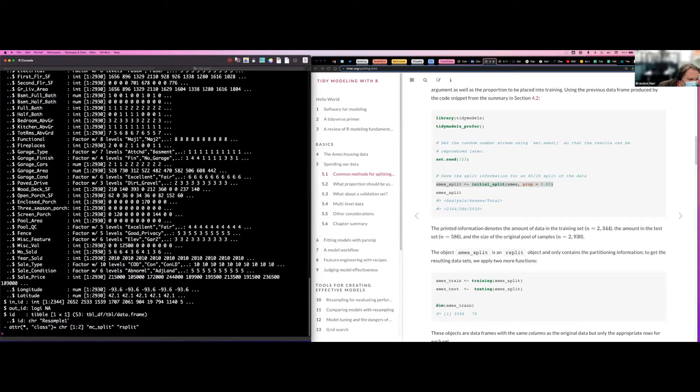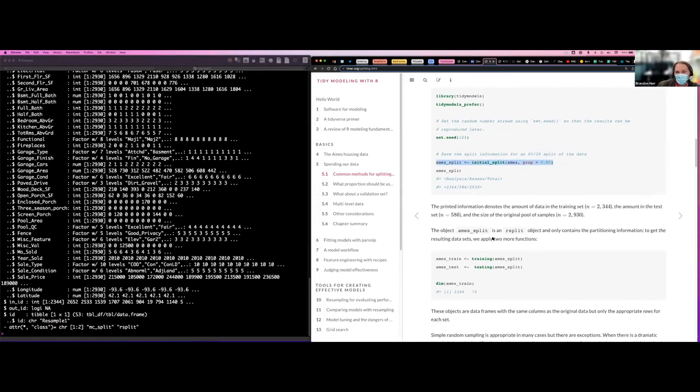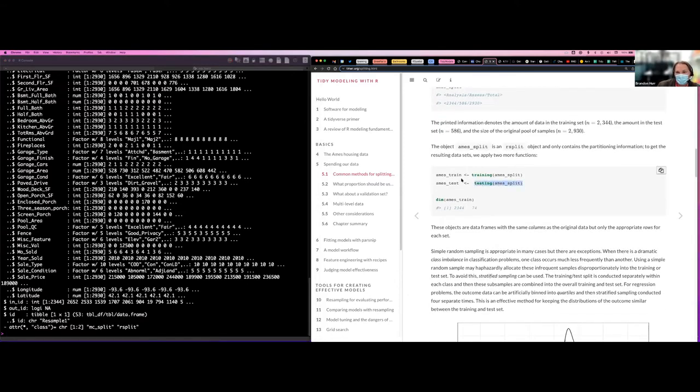some sort of resampling. So it's really just like randomly numbered the rows pretty much of the data. But I guess it hasn't really done anything beyond that. Okay. So that's what the Ames split is. And then we can create Ames train and Ames test.